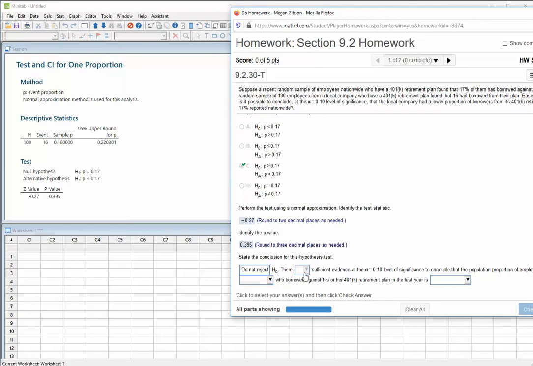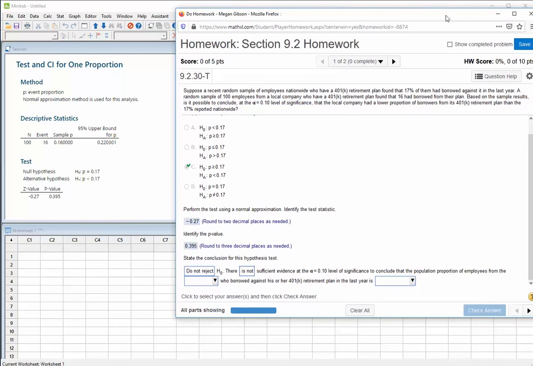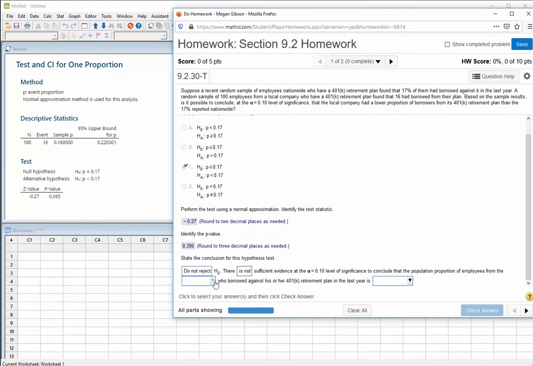I do not have sufficient evidence to conclude that the population proportion of employees, this is the employees from the local company who borrowed against their retirement plan, is less than 17%, because that was what my alternative hypothesis was.